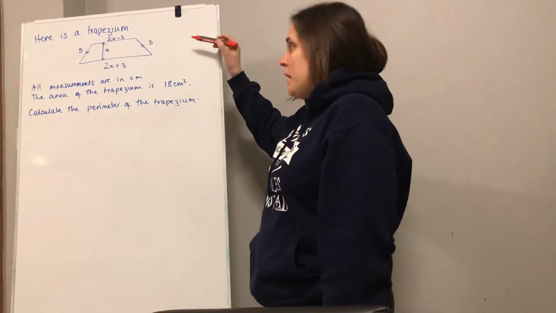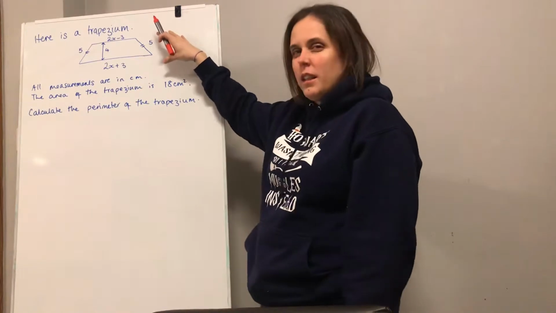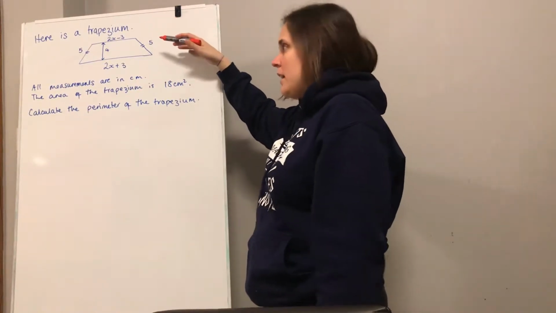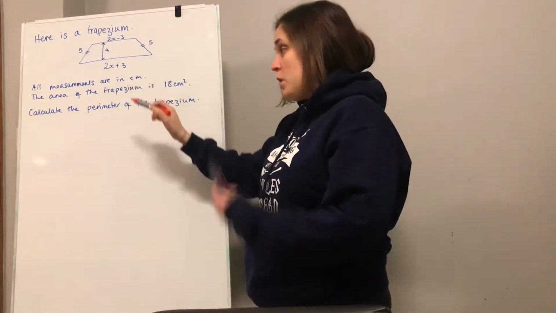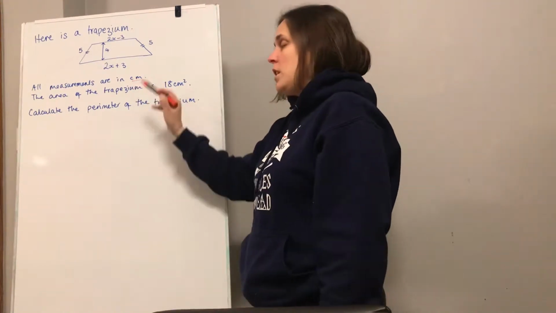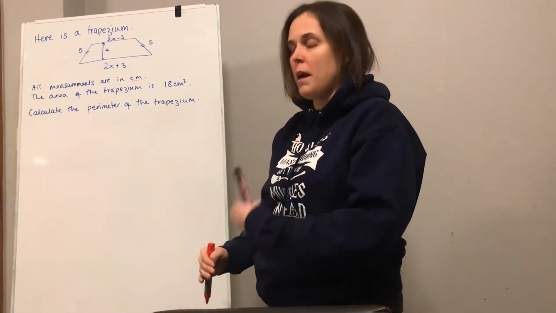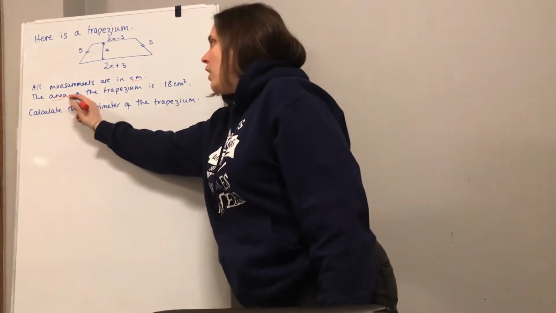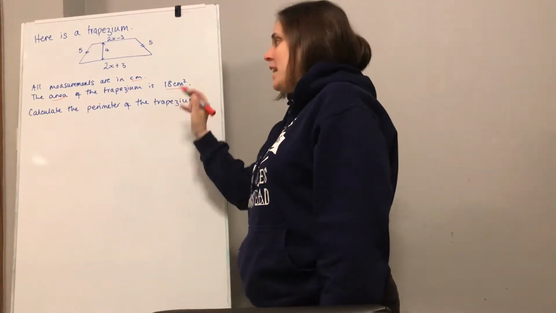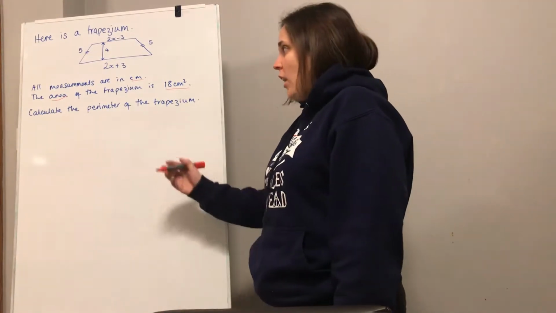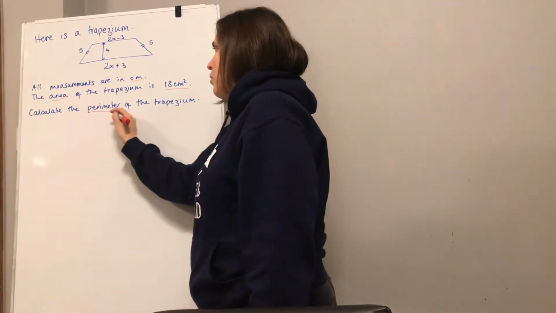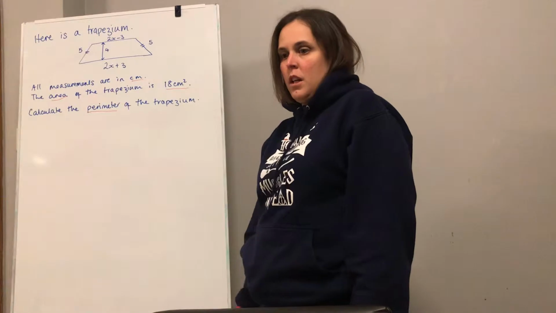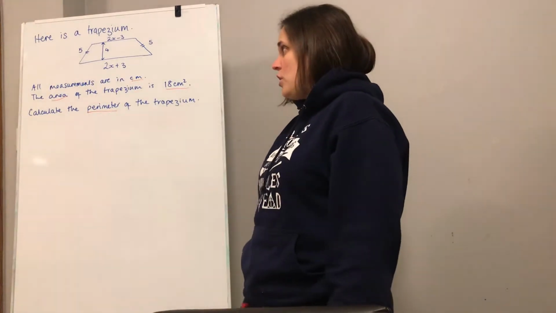So it says here's a trapezium and it gives you the diagram, and obviously there are lengths missing and they've given you some x values there. It tells you all the measurements are in centimetres, which is really important. You must make sure that you quote your answer back in centimetres at the end. Then it's telling you that the area of the trapezium is 18 centimetres squared, and it asks you then to calculate the perimeter of the trapezium.